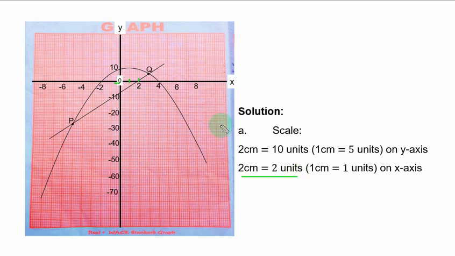Then on the y-axis it is the same thing. From the origin, this is the end of the first box, 1 cm. Then the second box, 2 cm, and you have 10 units. So 2 cm equals 10 units. If you are to state the scale in lowest form, you can also say that on the y-axis, 1 cm is equal to 5 units, and on the x-axis, 1 cm equals 1 unit.